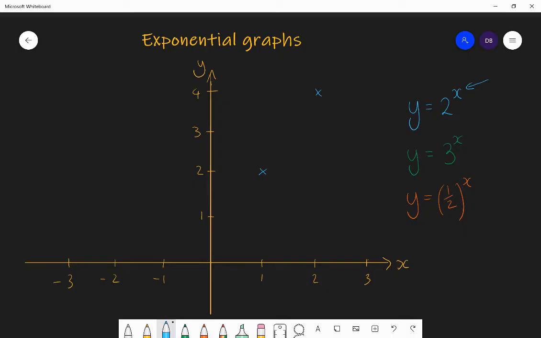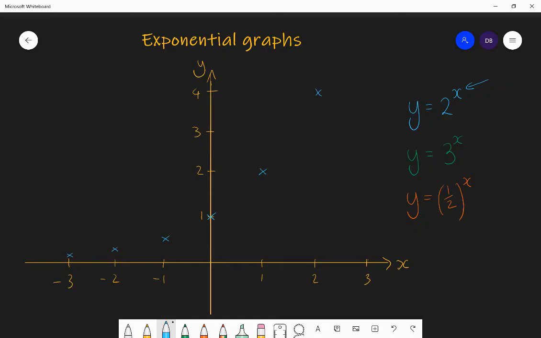Let's see what happens to it as we go to the left a little bit. If we put in x as 0, y will equal 2 to the power of 0. Anything to the power of 0 is 1, so it'll go through that point there. When x is minus 1, y will equal 2 to the power of minus 1, which is 1 over 2 to the power of 1, which is a half. When x is minus 2, y is equal to 2 to the minus 2, which is a quarter. 2 to the minus 3 will be an eighth. 2 to the power of minus 4 will be a 16th, then a 32nd, then a 64th.